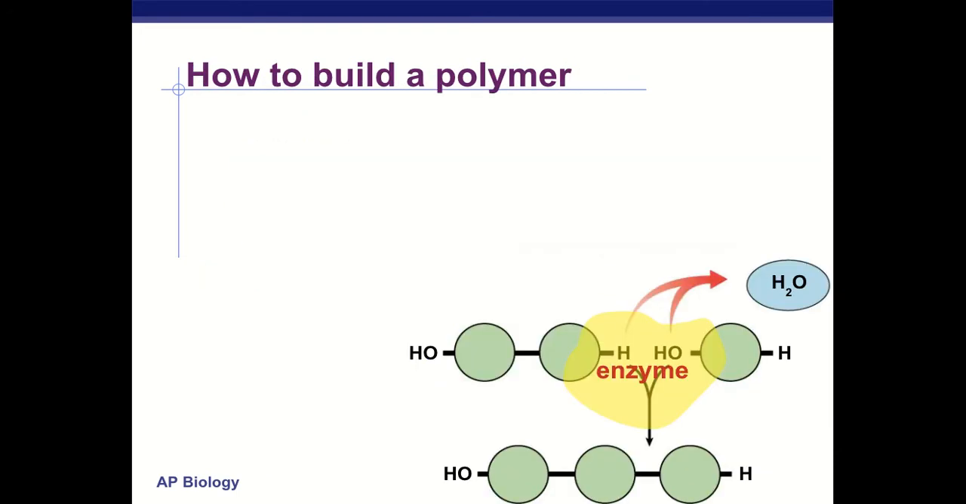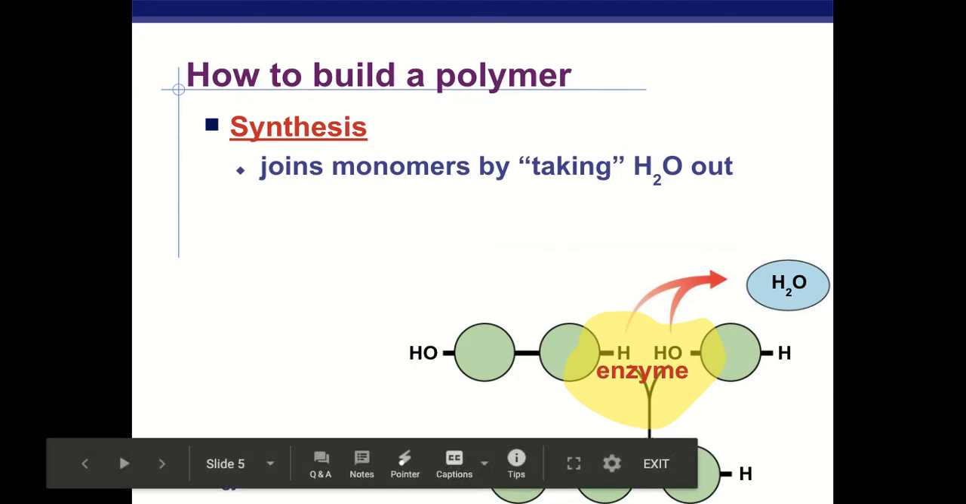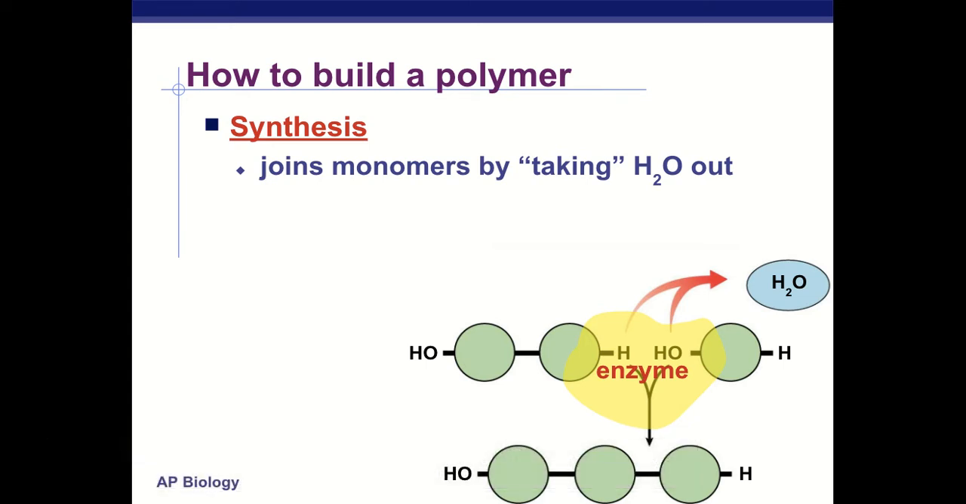So, how do you build a polymer? Well, you need an enzyme and you need energy. To build a polymer is called synthesis. And what you're doing is you're joining monomers by taking water out. So, you're taking the hydrogen ion from one side of one monomer and the hydroxide from another. And the enzyme is facilitating this process. It's synthesis by removing water, so we call that dehydration synthesis. Because if you were to dehydrate something, you're taking the water out of it. And in this case, dehydration synthesis is taking water out to build a polymer.